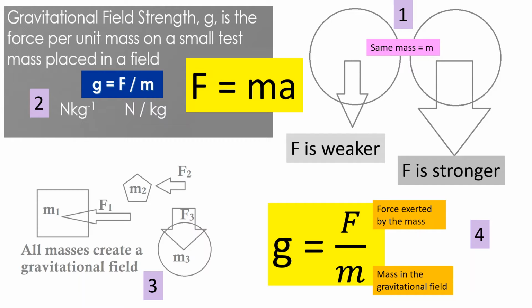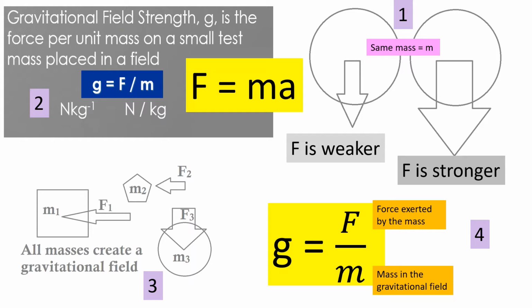Now, if these two objects were placed on a planet, let's just say, which of those planets will have the strongest gravitational field strength? The one with the strongest gravitational field strength will exert a bigger force on the object. So the one with the bigger arrow will have a stronger gravitational field strength, because the bigger the area of the arrow, the bigger the force. So the one on the right has a stronger gravitational field strength.